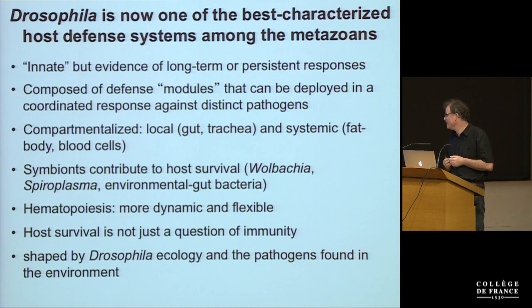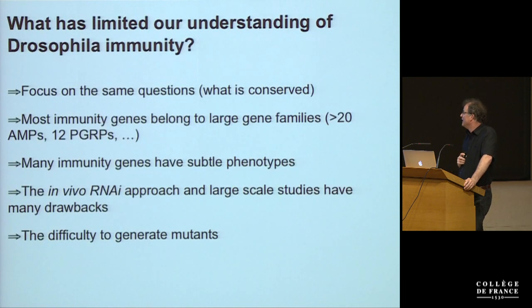Of course, the fly immune system is shaped by its ecology and the pathogens found in the environment. And this is the case with the aphid that have lost a large part of the immune system. So now I want to tell you, in the last 5 minutes, what we are doing in the lab a bit more. So what has limited our understanding of Drosophila immunity?